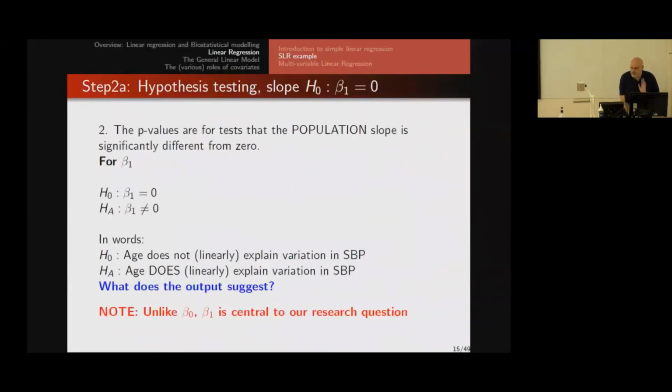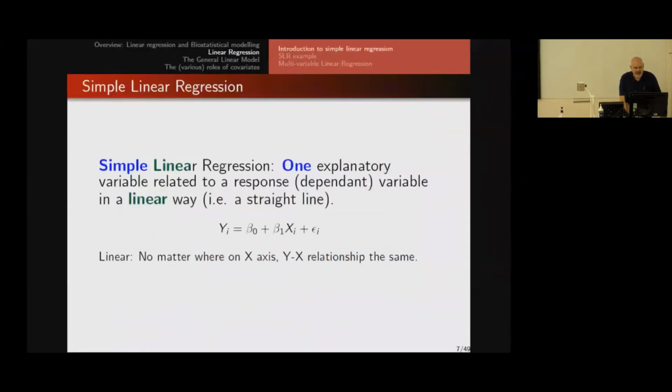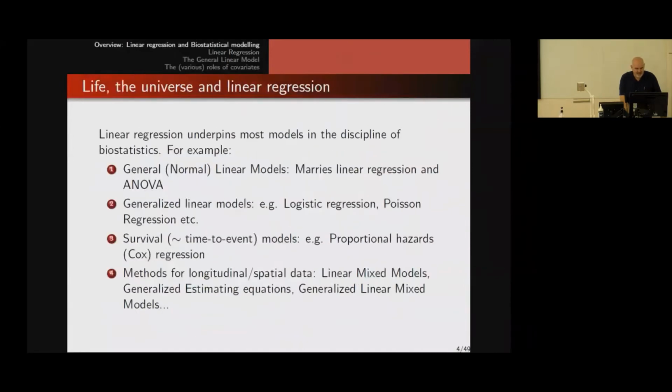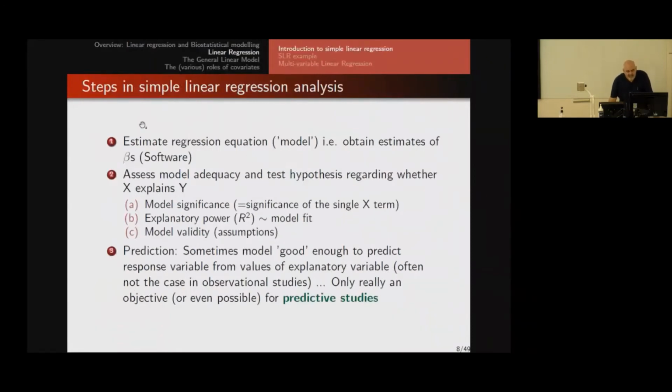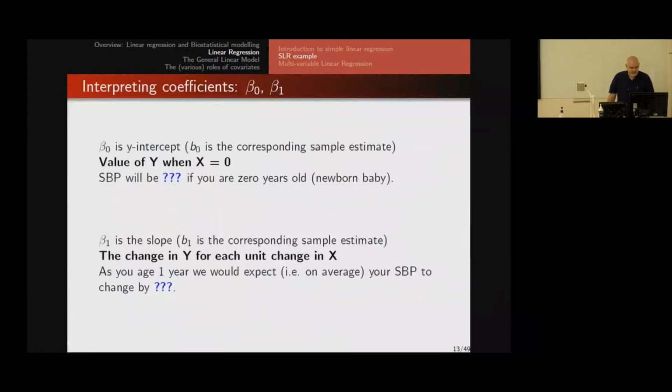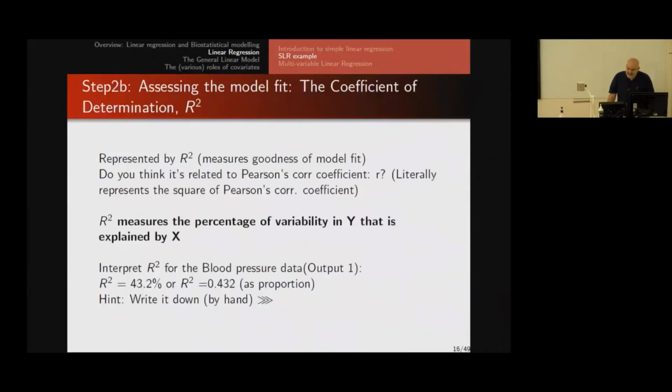Now that's the 2A. I'm just, sorry, I've got to flick back and forward a little bit, and I hope you can follow me. I just want to show you where we are in this process that I talked about. There it is right there. So we have estimated the equation. We've now tested the model significance. We've shown that the single predictor, age, can explain systolic blood pressure. Now we're going on to step 2B. So we've explained, yes, it is important, but how good is our model?